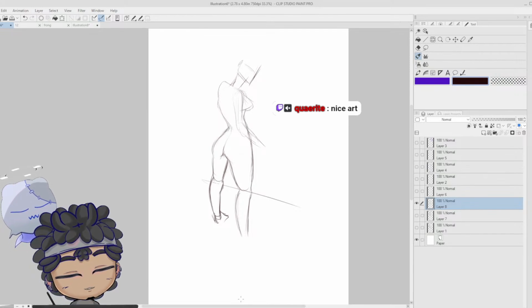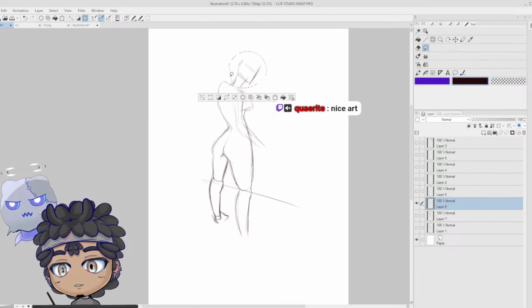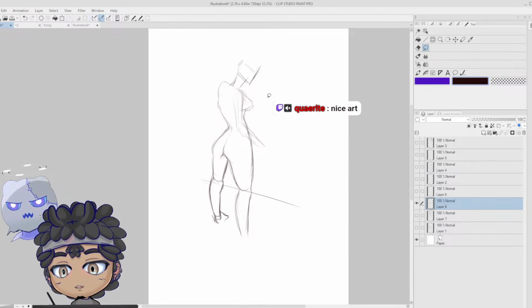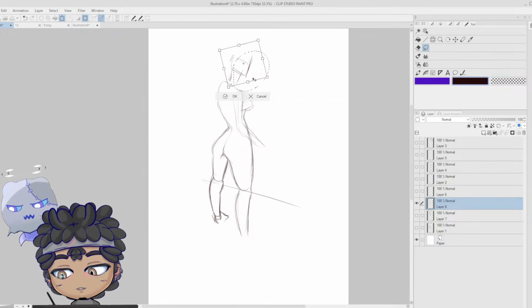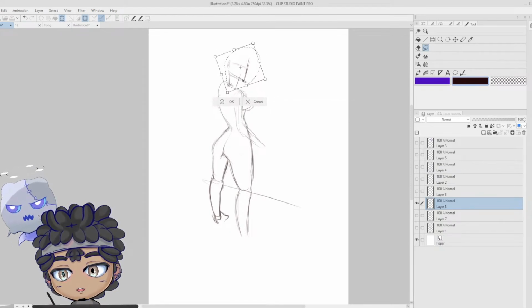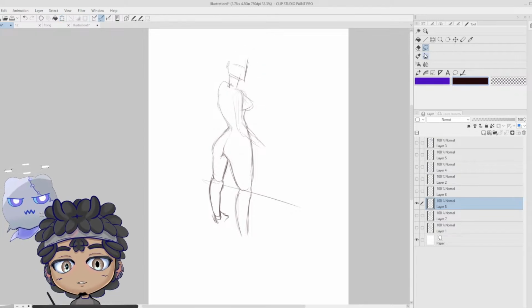Nice art. Thank you, I appreciate it. Just doing some studies, to be honest, not doing anything too crazy. Let me see, the neck is about here. It's about here, yeah.